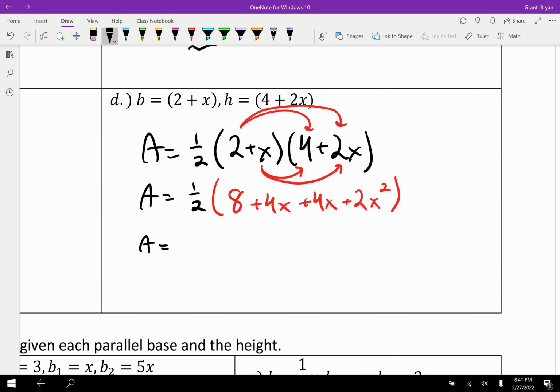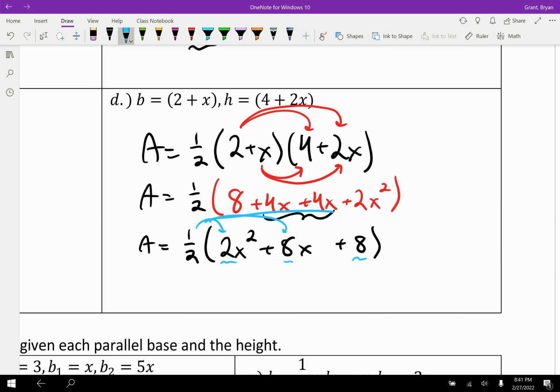Finishing this off. I'm not going to distribute the 1/2 first. I'm just going to write the parentheses in standard form. I'll do the 2x squared first. 4x and 4x. There's 2 4x's. That gives me 8x and a plus 8 at the end. Now let's distribute the 1/2. And you'll notice that conveniently, every number in here is even. It's divisible by 2. So when we do half of each of those, life is pretty good. Half of 2x squared is 1x squared, or just x squared. Half of 8x is 4x, and half of 8 is 4. Ta-da!